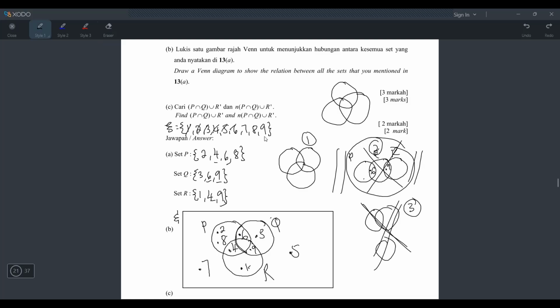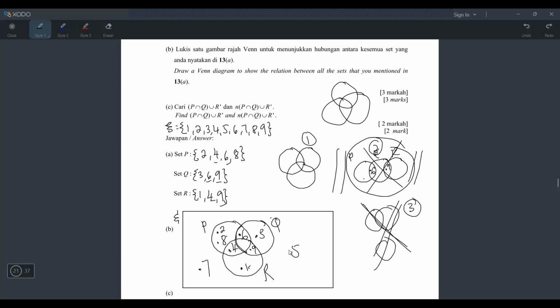So the whole Venn diagram only has 1, 2, 3, 4, 5, 6, 7, 8, 9. Okay, so 1, 2, 3, 4, 5, 6, 7, 5, 6, 7, 8, 9, like that. So this is how you do it, and don't forget to put the dot. The dot indicates element. The dot means element. If you don't put the dot and you just write 5, then it means number of elements already. If you don't put the dot, then it becomes wrong already.